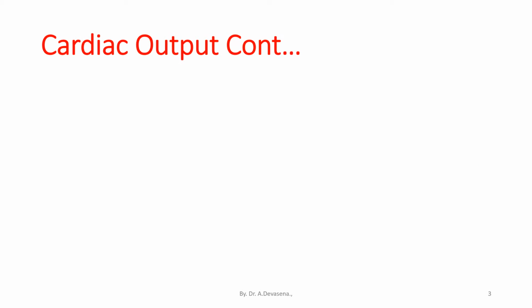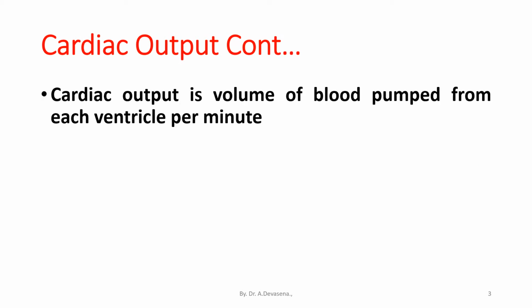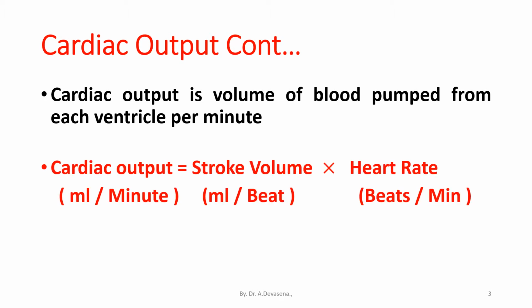Cardiac output is the volume of blood pumped from each ventricle per minute. Here is the relationship between cardiac output, stroke volume and heart rate. Normally, cardiac output is equal to stroke volume into heart rate. The unit of cardiac output is ml per minute. The unit of stroke volume is ml per beat, and the unit of heart rate is beats per minute.